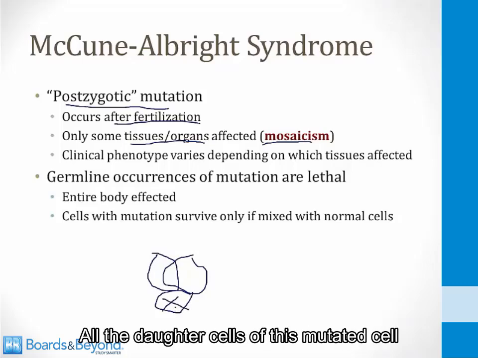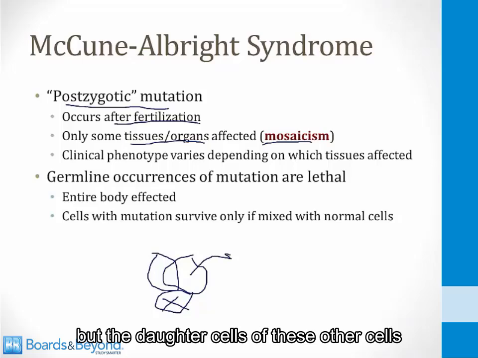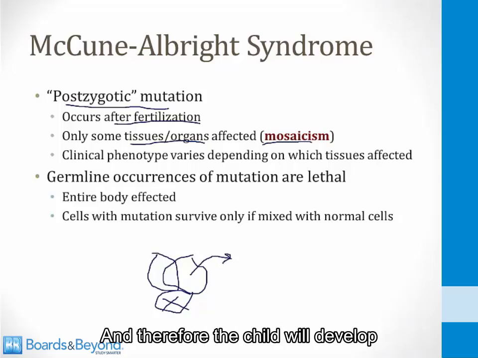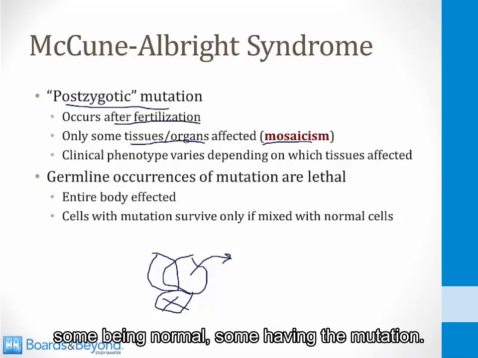All the daughter cells of this mutated cell will have the McCune-Albright syndrome genetic mutation, but the daughter cells of these other cells will not have the mutation, and therefore the child will develop as a mosaic of genetically modified cells, some being normal, some having the mutation.